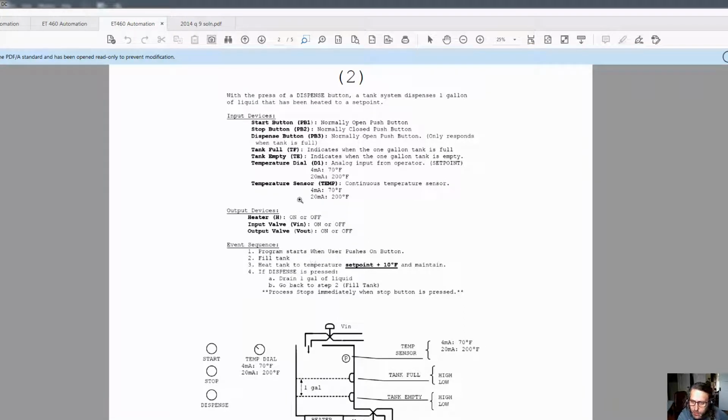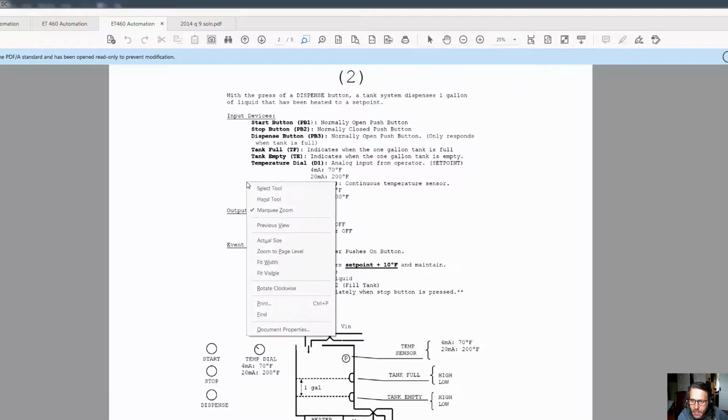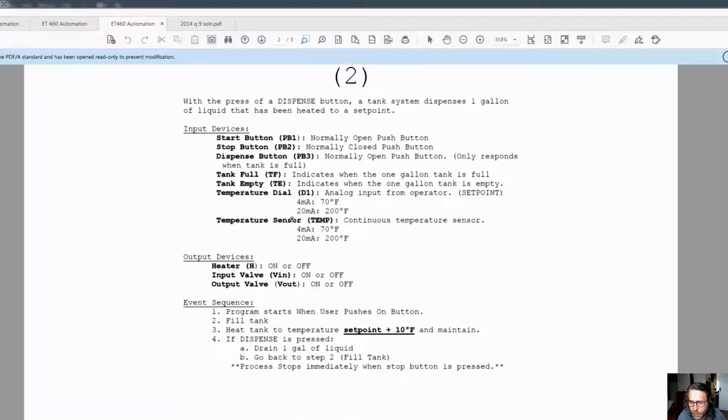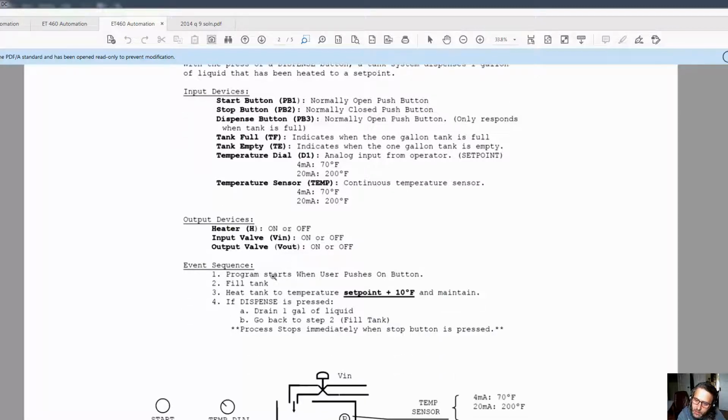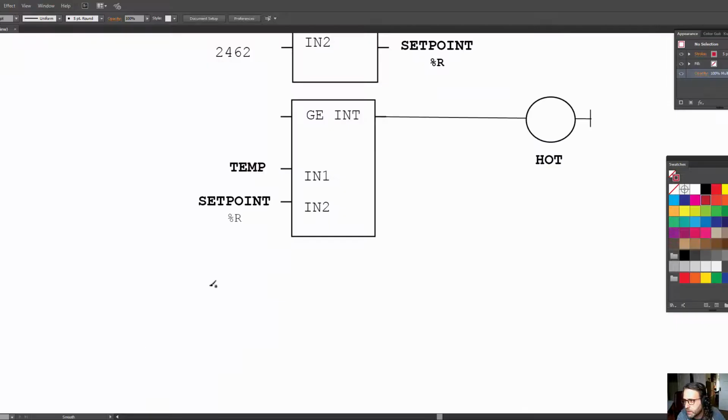So in this problem, you have a temperature dial and a temperature sensor, and the thing is they're both on the same scale. So the dial bits and the sensor bits are exactly the same. And so if you go to my page of notes where I did all my calculations, you can see the strategy there. And let me switch over.